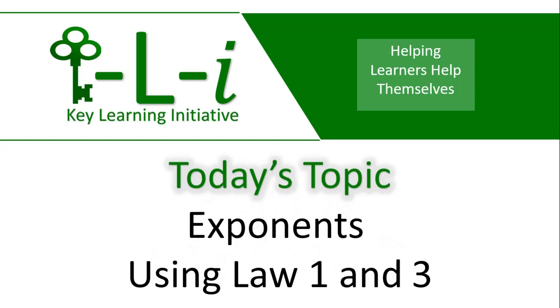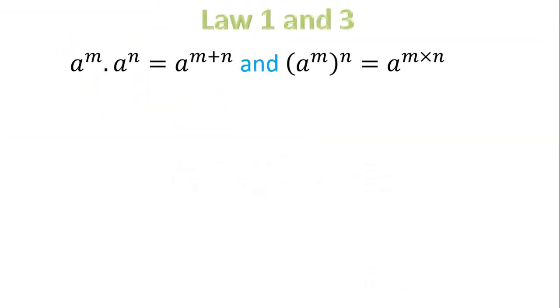Today's topic is exponents using Law 1 and 3. So, Law 1 and 3. Law 1: a to the power of m times a to the power of n equals a to the power of m plus n. And then if you have a to the power of m and that's all to the power of n, that gives us a to the power of m times n. So, let's put this into practice.